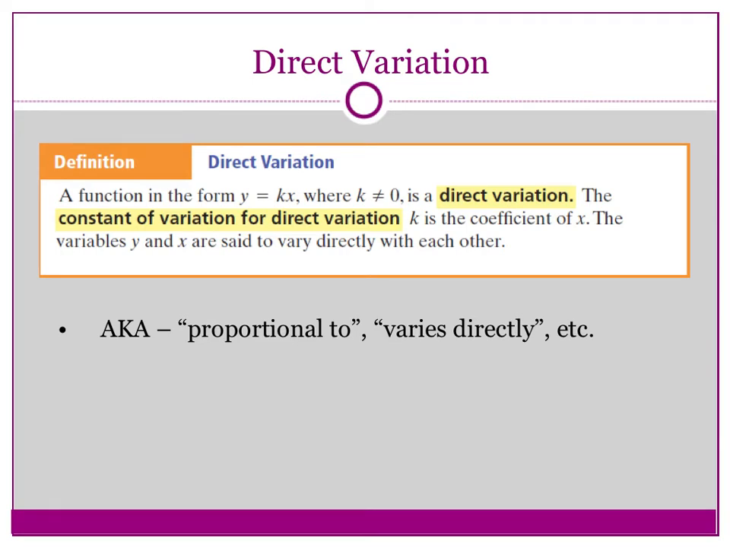It says a function in the form of y equals kx, so this form right here, where k is not equal to 0, is what we call direct variation. Then, when we break this apart, out of that y equals kx, x is our variable, but k has a separate name, and we call this the constant of variation, or it's the coefficient. So the variables x and y are said to vary directly with each other.